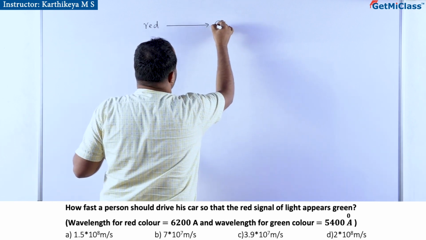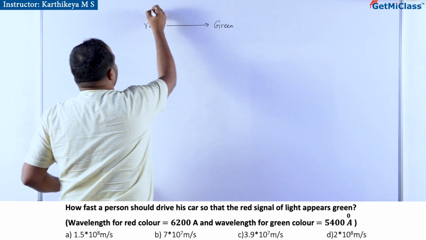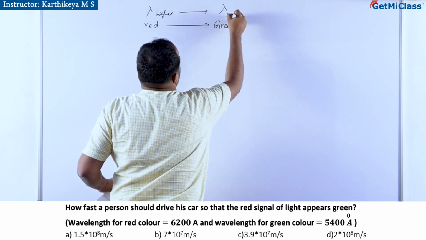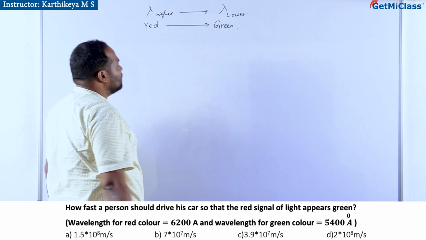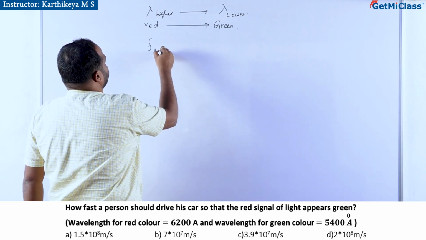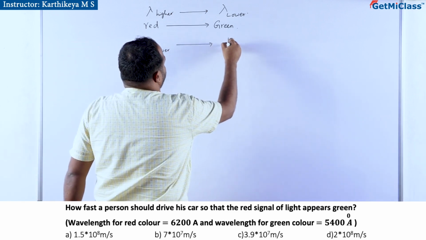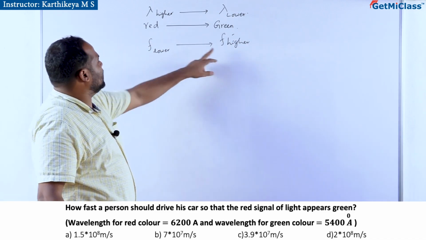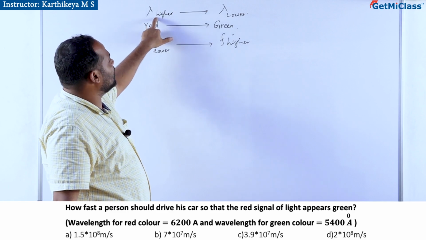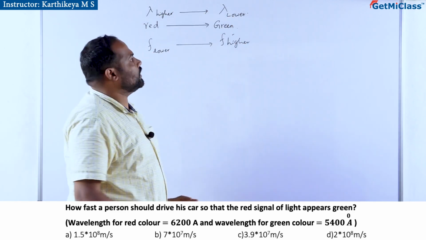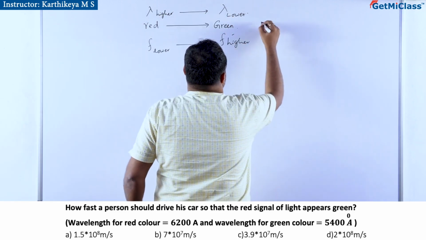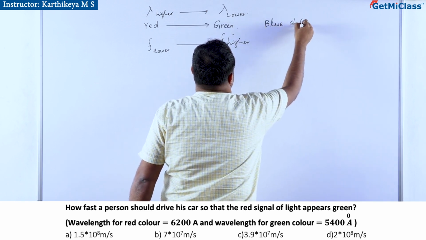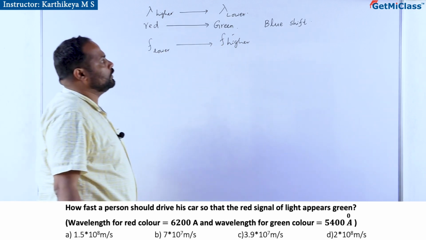should appear green, he is moving from higher to lower wavelength. That means lower frequency to higher frequency. Wavelength being higher, he is moving towards a lower wavelength. So that is what we call blue shift.